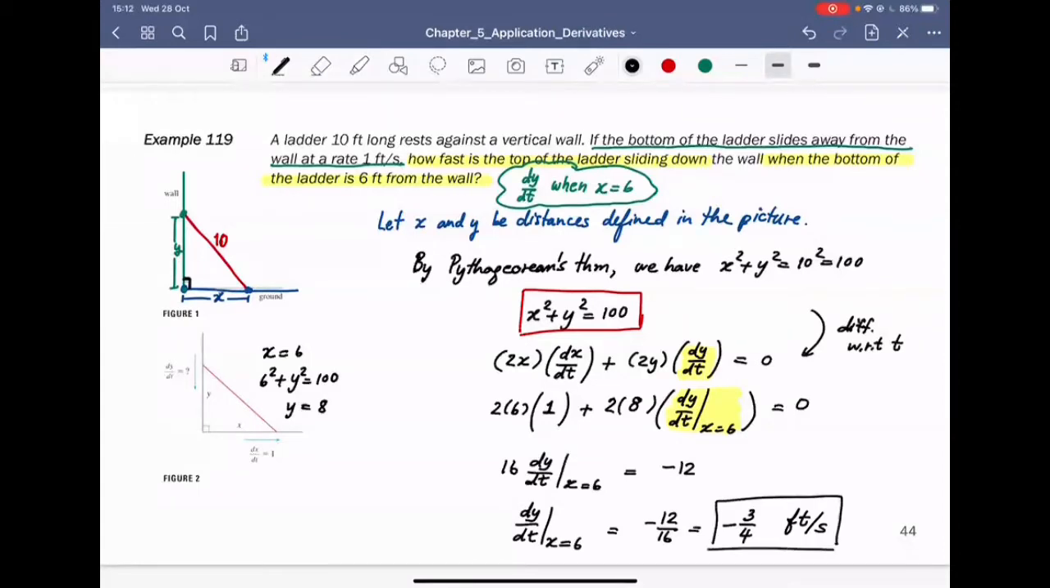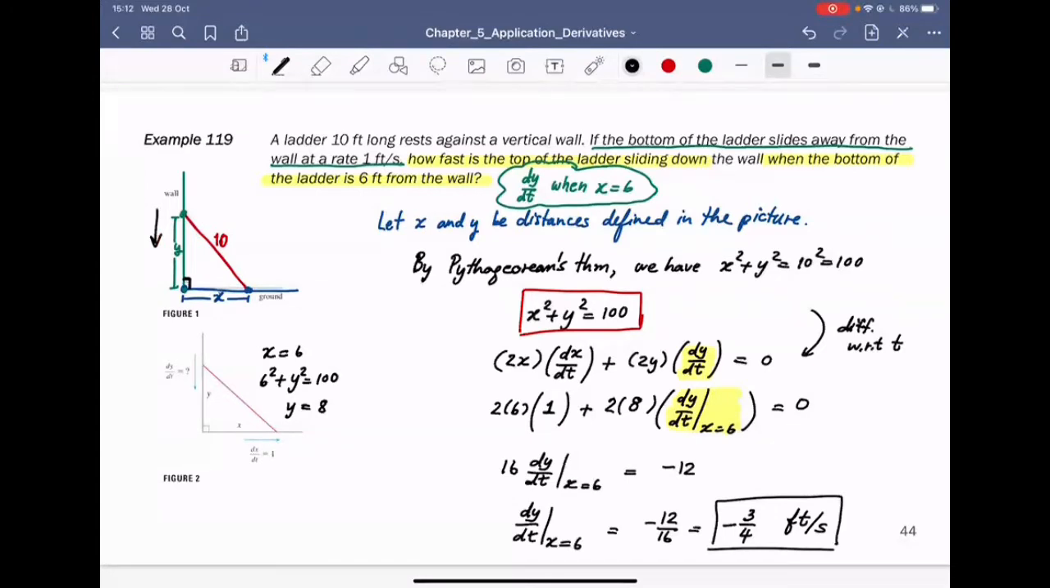You can see that this is negative because this represents how fast the top of the ladder is sliding down. Because it's sliding down, dy by dt is going to be negative. The quantity here is going to be negative. Does it make sense? So this is our first example of related rates.